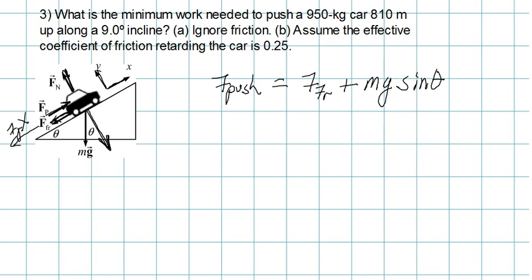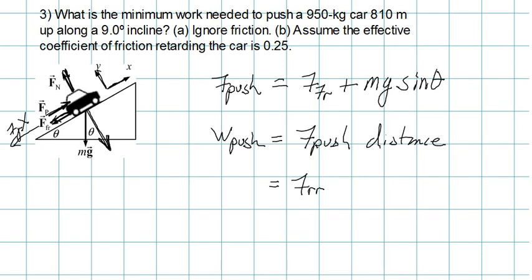So if we translate that into work, the work of the push has got to equal the force of the push times the distance that it traveled. In this case, we're going to substitute in the force of friction and the mass gravity sine theta. And that's all going to be times our d.